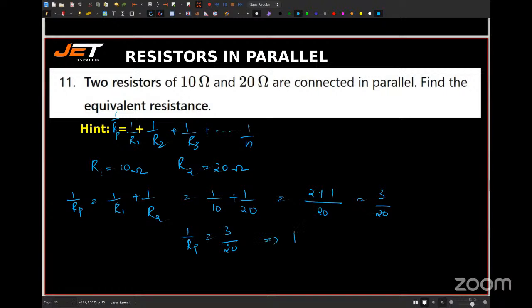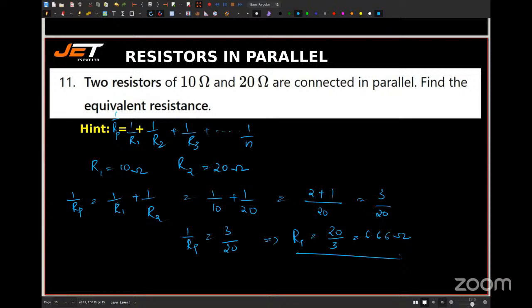So what will be Rp? Rp will be equal to 20 by 3, which is equal to 6.66 ohms. So this is the total resistance or equivalent resistance.